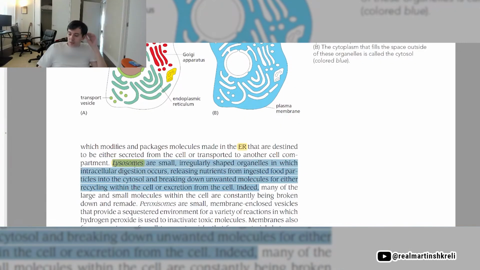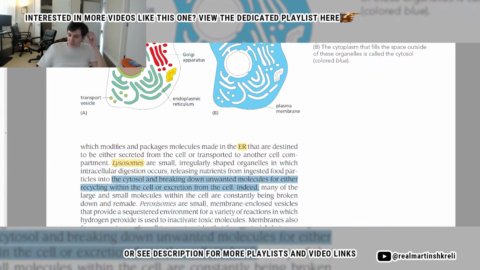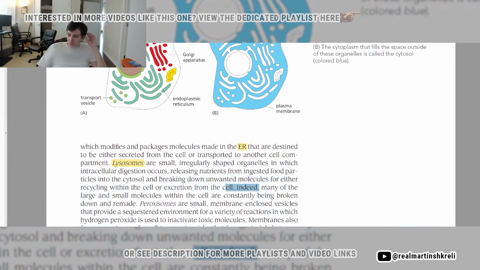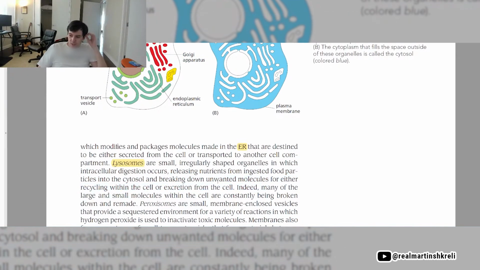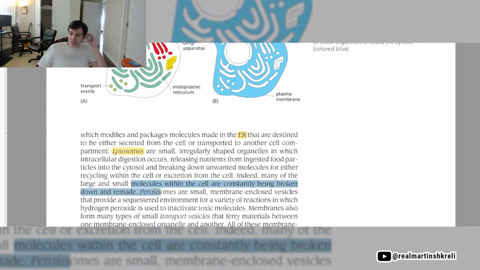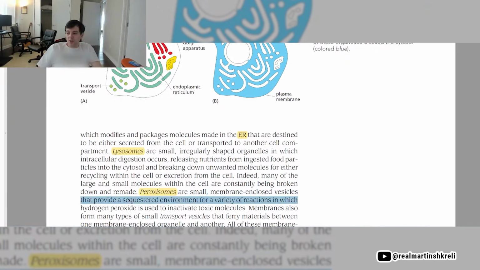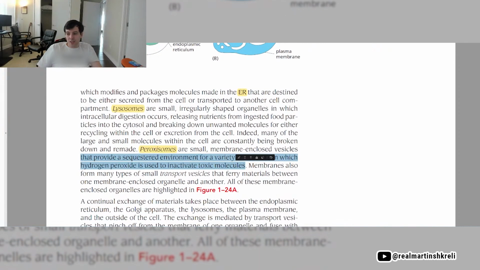So we're talking about lysosomes and how they break down different molecules and digest them, basically. And those are then recycled within the cell or excreted. Many of the large and small molecules within the cell are constantly being broken down and remade. Peroxisomes are small membrane-enclosed vesicles that provide a sequestered environment for a variety of reactions in which hydrogen peroxide is used to inactivate toxic molecules. That's why they're peroxisomes.